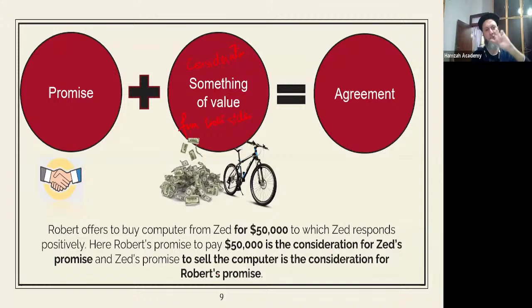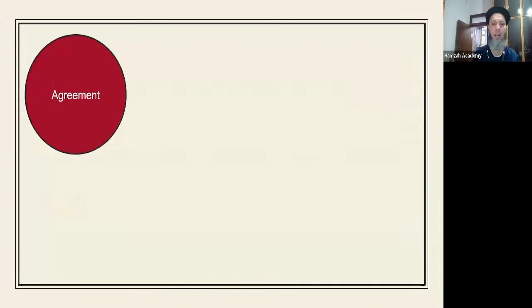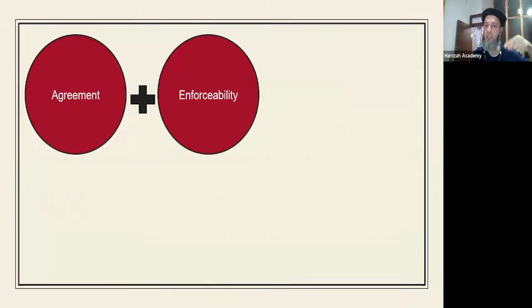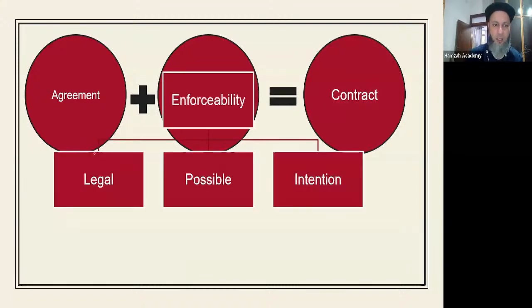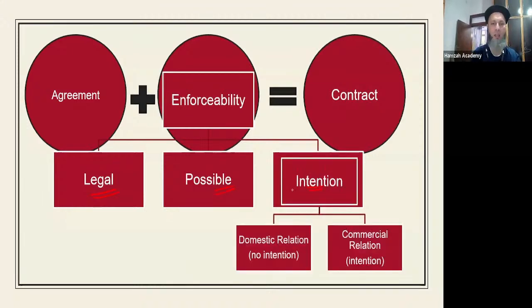So let's start from the beginning. Offer was made, acceptance was done. That makes a promise. For a promise, there has to be something of value from both sides. It becomes an agreement. Now comes a very, very important part of law: enforceability. Remember, we said it is legally enforceable. How does a contract become legally enforceable? It needs to have three elements. Then it will become a contract. What are those? Number one, legality, possibility, and intention.